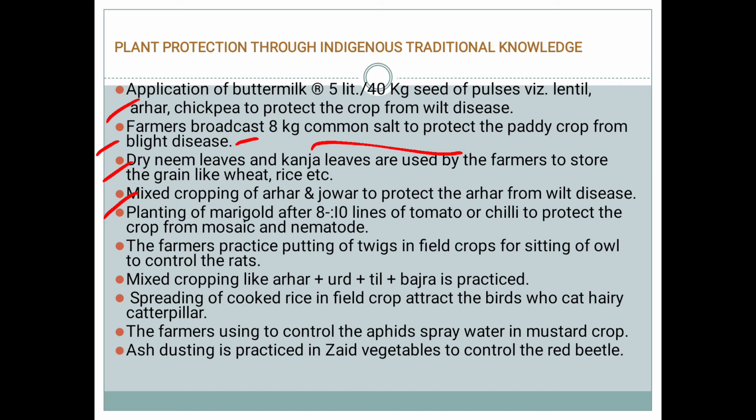Planting of marigold after 8 to 10 lines of tomato or chili protects the crop from mosaic and nematodes. The farmers practice putting twigs in field crops for perching of owls to control the rats. Mixed cropping like arhar, urid, til, bajra is practiced. Spreading of cooked rice in field crops attracts the birds. Hairy caterpillar. The farmers use a spray to control the aphid in the mustard crop.